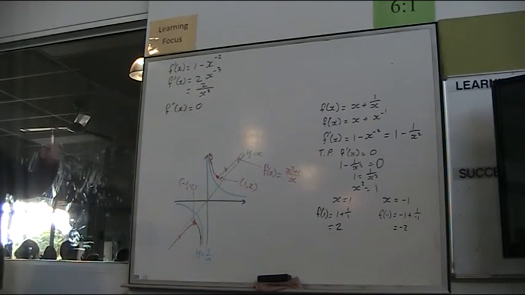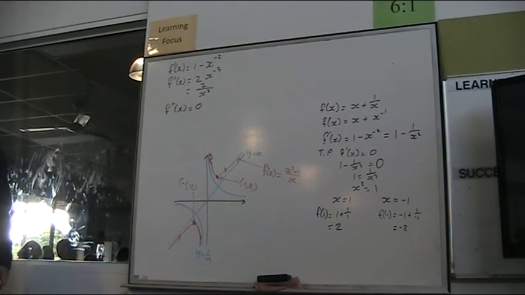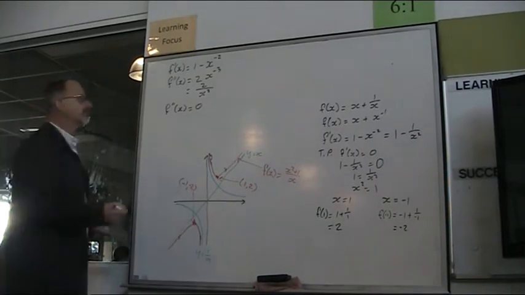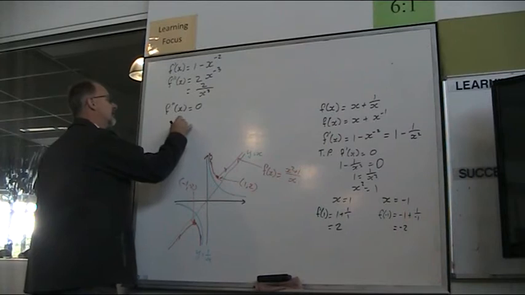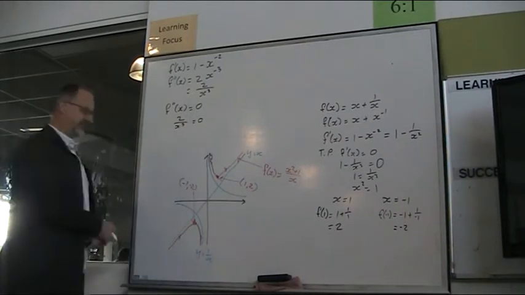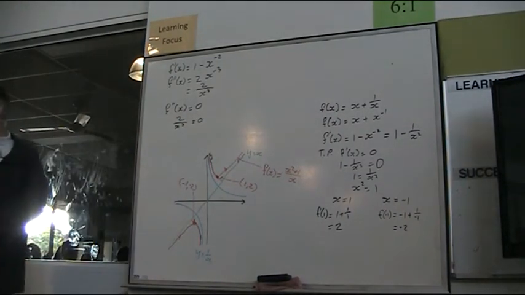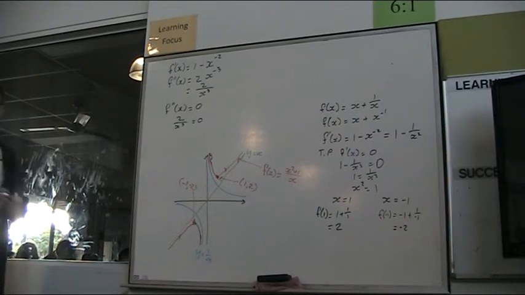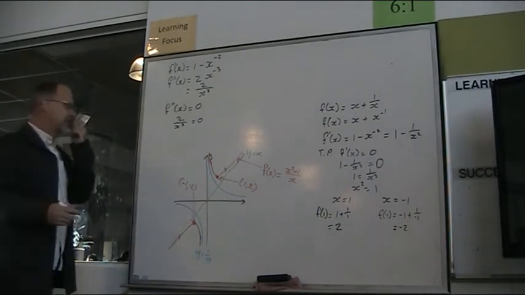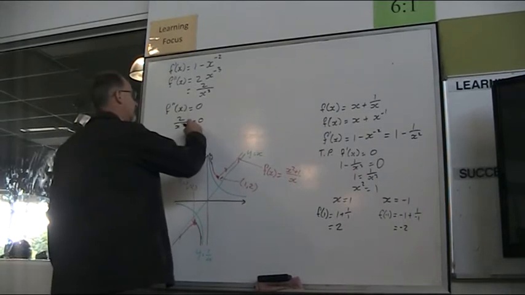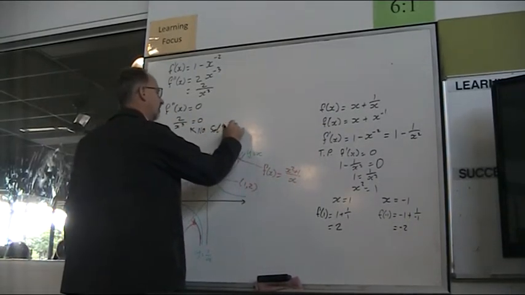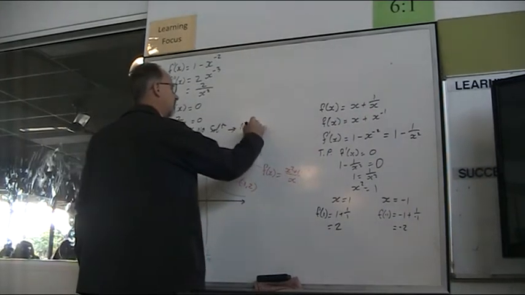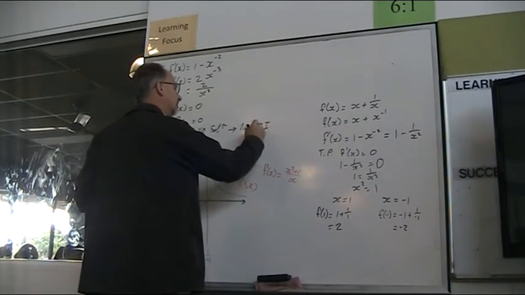So, can that be the case? Can f double dashed x equal 0? In other words, can 2 on x cubed equal 0? No, it can't, can it? Alright, so here there's no solution. So for this one here, there's no point of inflection.